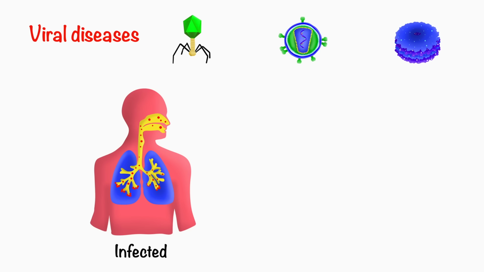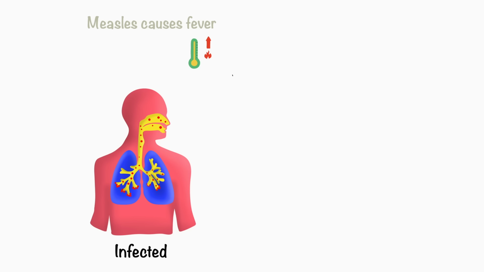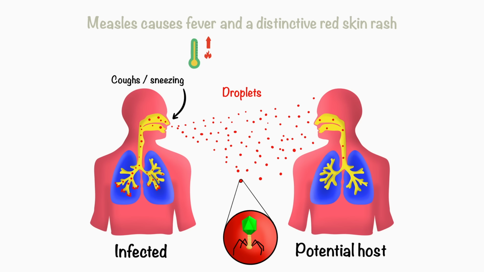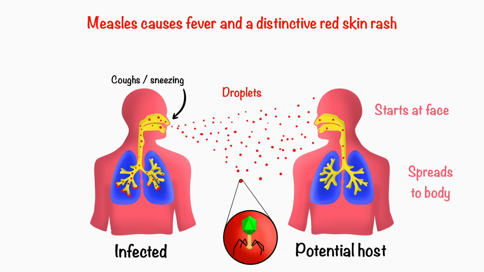Measles is a viral infection that causes fever and a distinctive red skin rash. It spreads through droplets in the air when an infected person sneezes or coughs. These tiny moisture droplets can be inhaled by others nearby. People with measles typically develop a high temperature and a red rash that starts on the face and spreads across the body. Measles can be serious or even fatal if complications develop.